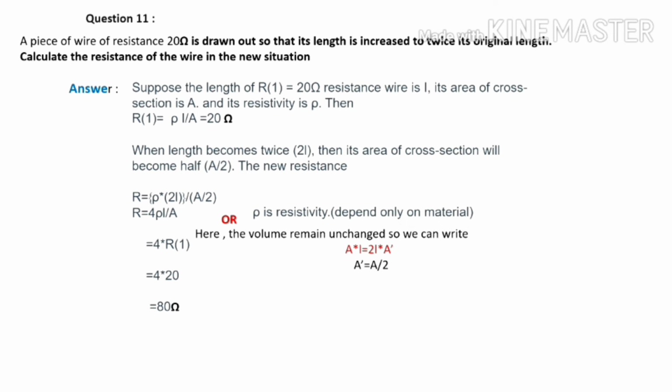At first L is the length and area A. After that you stretch it up to twice L, so when the length is increased, area of cross section is decreased. But here one thing remains constant, that is the volume. So the volume remains constant in both cases. You will write and find out the answer.